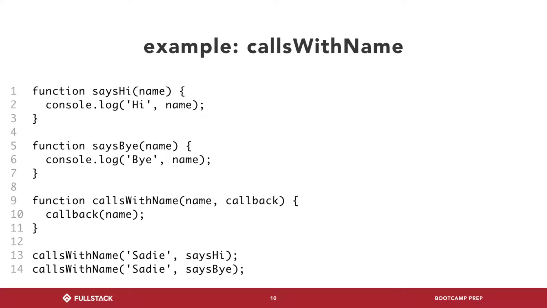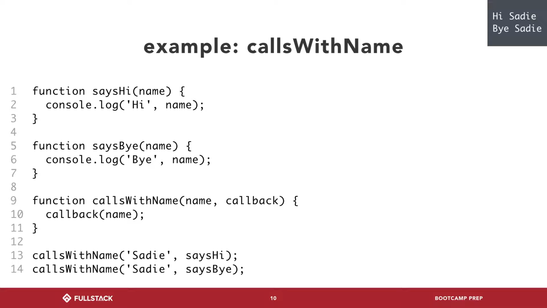Okay, so another example here. Now we're just building on top of these ideas that we've already talked about, right? We have says hi, which takes in a name and console logs out hi name, and says bye, the converse of that. We have a function called calls with name that takes in two arguments, a name and a callback. On line 10, callback is the second argument, so the second thing that it gets, it's going to invoke as a function, and it's going to pass into that the first argument that it gets.